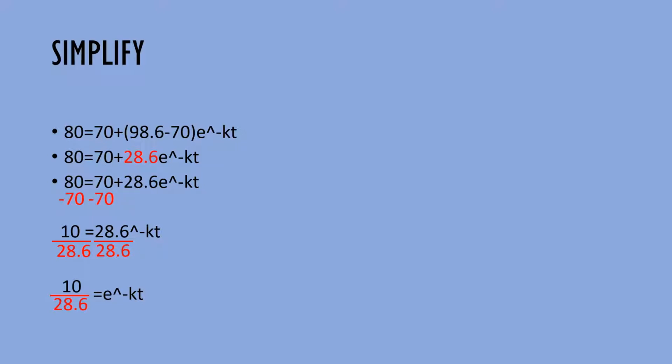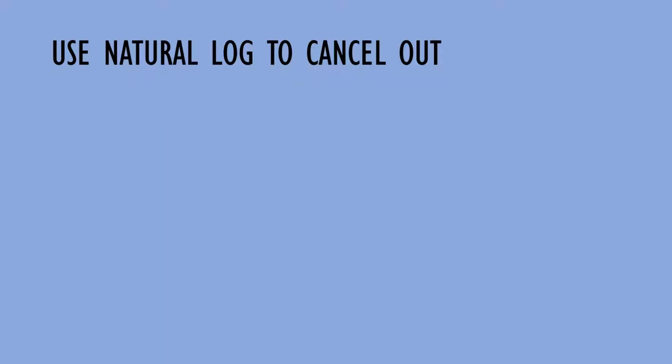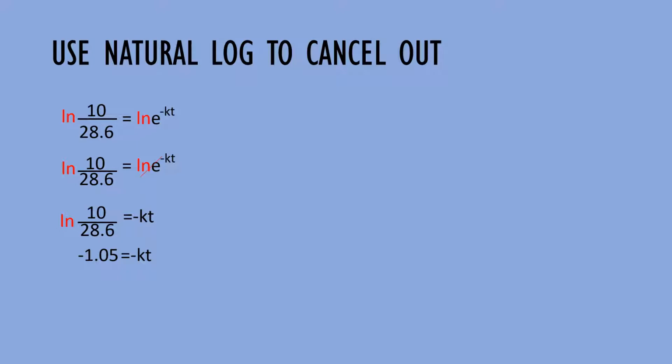Once we have that, we can proceed to use the natural log to cancel them out. So in this case, we have the natural log of 10 over 28.6 equals the natural log of e to the power of negative KT. So here we can cancel out the natural log and the e, and that leaves us with the natural log of 10 over 28.6 equals negative KT. The natural log of 10 over 28.6 equals negative 1.05 equals negative KT. So now we have the simplified first equation, and we proceed to simplify the second one.